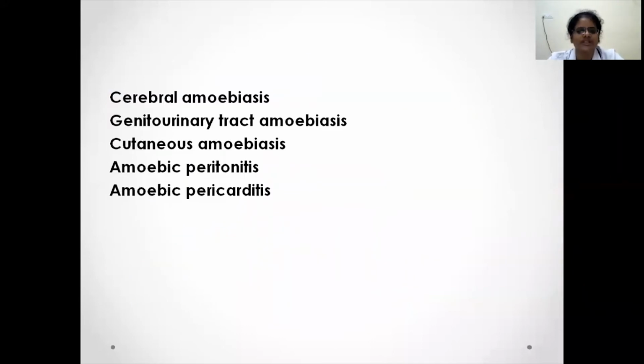The other extraintestinal manifestations are involvement in distant abscesses in the brain, that is cerebral amoebiasis, or the genitourinary tract involvement. Even other extraintestinal manifestations are cutaneous amoebiasis, amoebic peritonitis, and amoebic pericarditis.